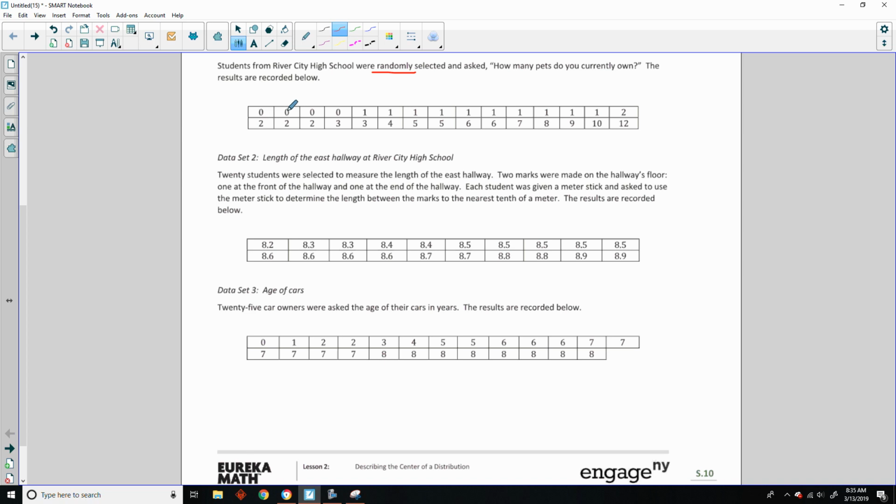So we have 4 who said 0, 10 who said 1, and so on and so on. And there was actually one student who had 12 pets.